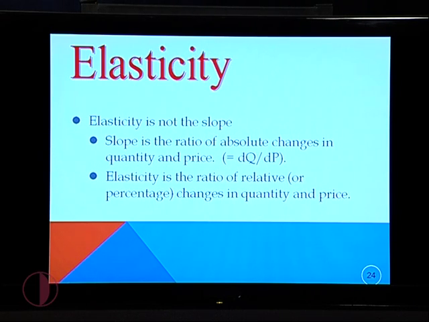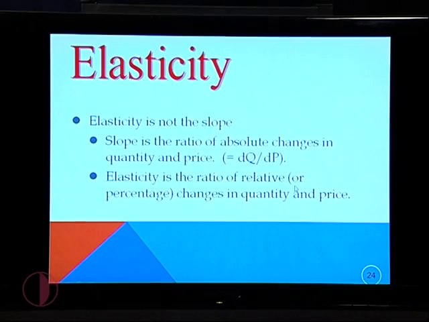Elasticity is not the slope. Slope is the ratio of the absolute change in the quantity and the prices. But when we are calculating this, it is of course giving us the elasticity, and the slope of the supply and demand curves is then helping for putting into the equation for estimating the elasticity. Therefore, delta Q over delta P will be estimated as a slope. The elasticity is the ratio of the relative percentage change in the quantity and the prices.